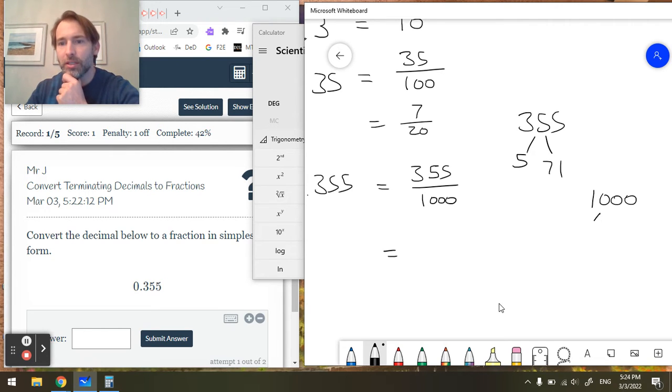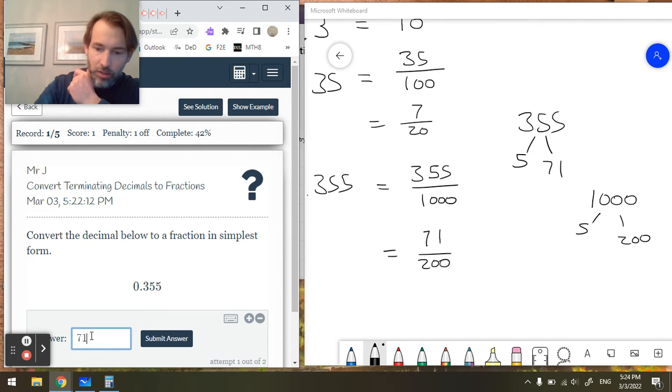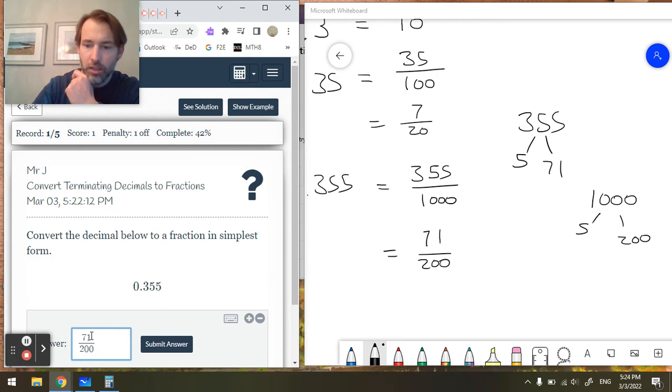Okay, so this will be equal to, now let's do 1,000. 1,000 taken out of 5 gives us 200. All right, so now we have our answer. This is 71 over 200. Go ahead and put that in. 71 over 200.